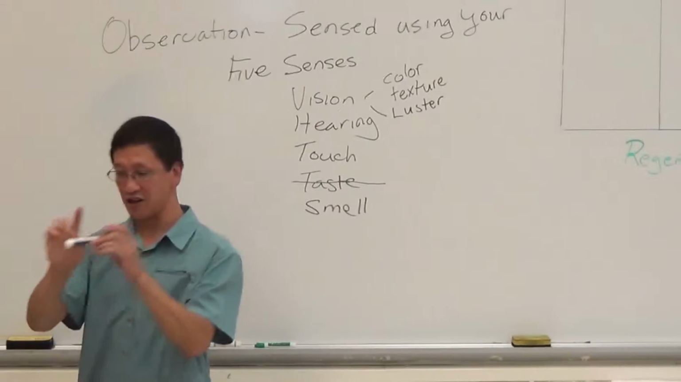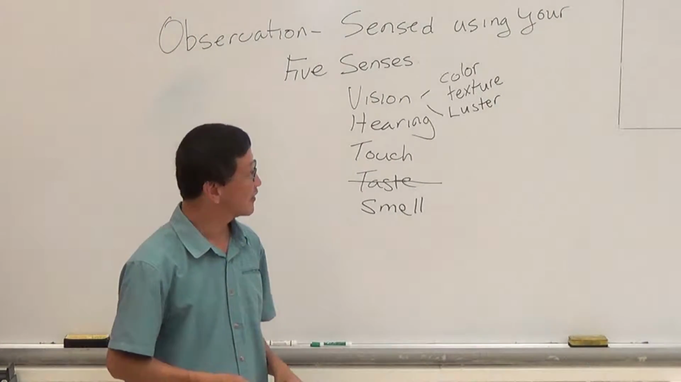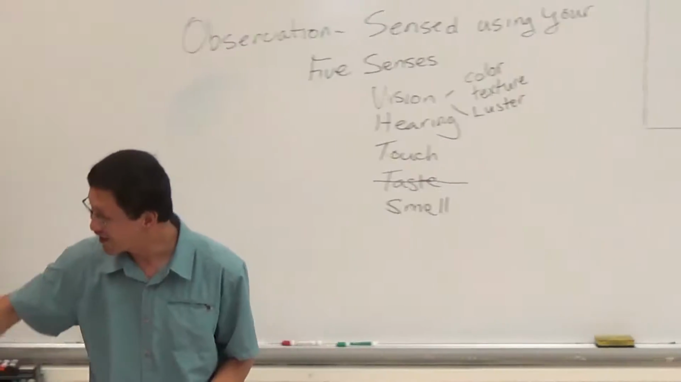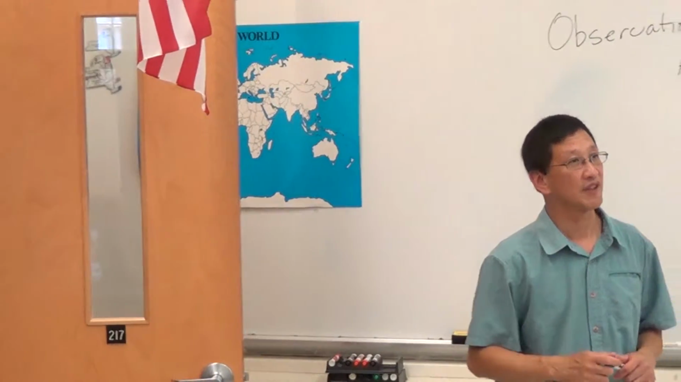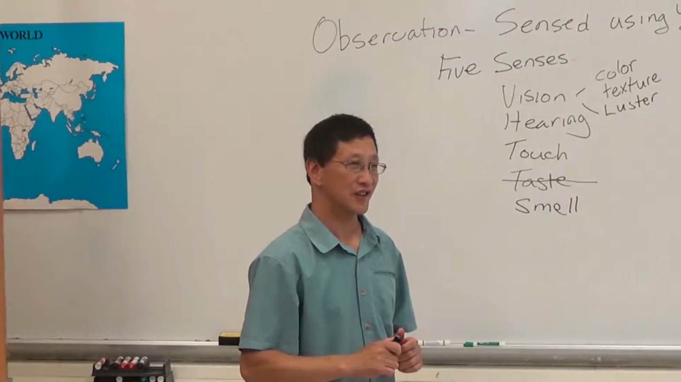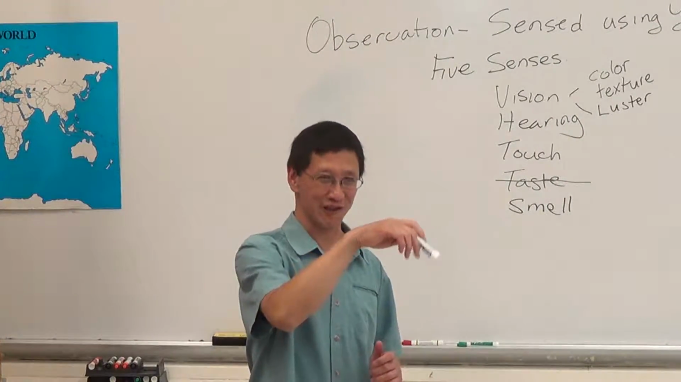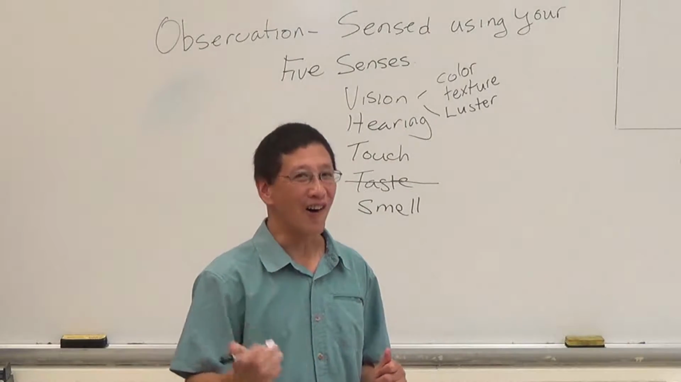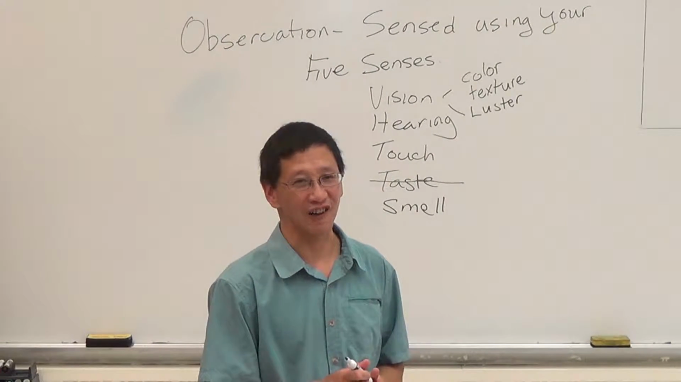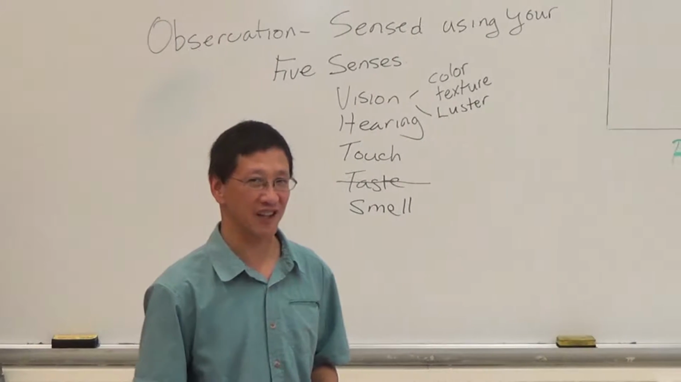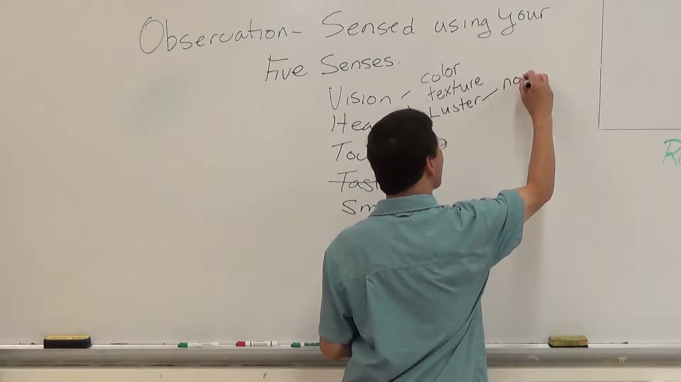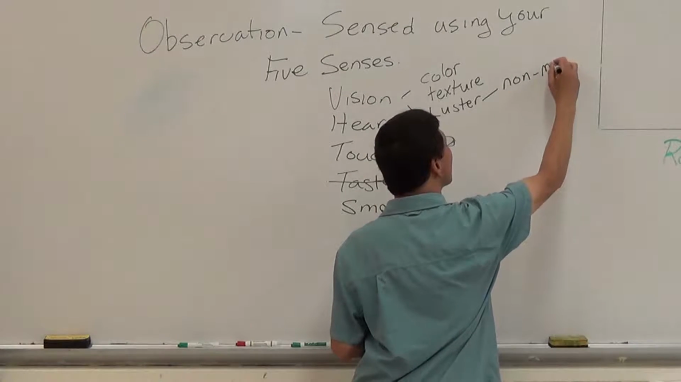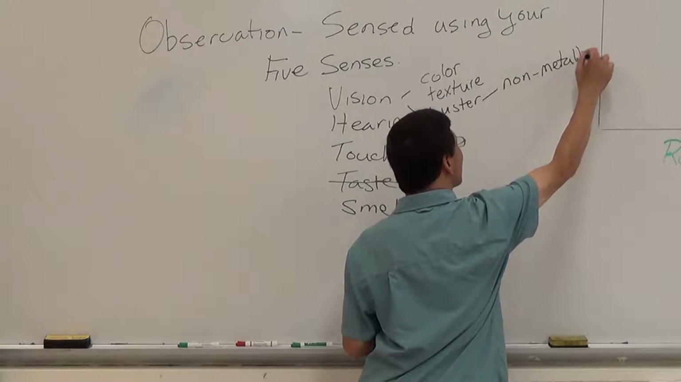This whiteboard, this pen, the glass window, the curtains in the back of the room. I'll let you turn around and look. All of those would be considered one type of luster, which we're going to call non-metallic.